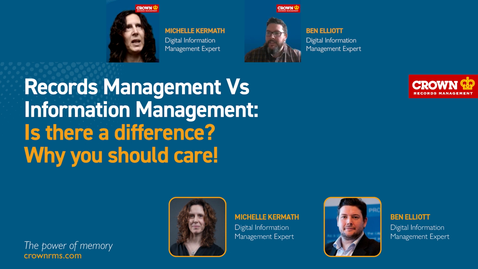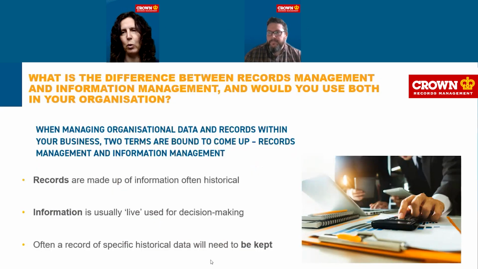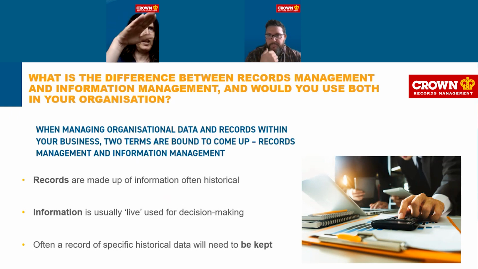Okay, so for me, the first thing we need to understand is what is a record and what is information. Records are basically made up of information, and the information is made up of data. So you can see how one builds on top of the other. Capturing that data, collating it, creating meaningful information from that data, and then putting it on a record is basically what we're talking about when we talk about records and information.